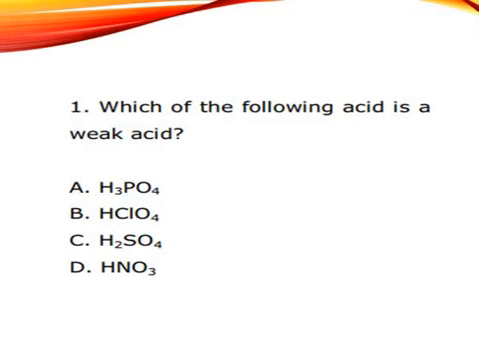Now among these options, H3PO4, which is the phosphoric acid, is actually the one which is a weak acid because it doesn't ionize completely in a solution. It doesn't dissociate completely to give hydrogen ion. So your answer here is A.